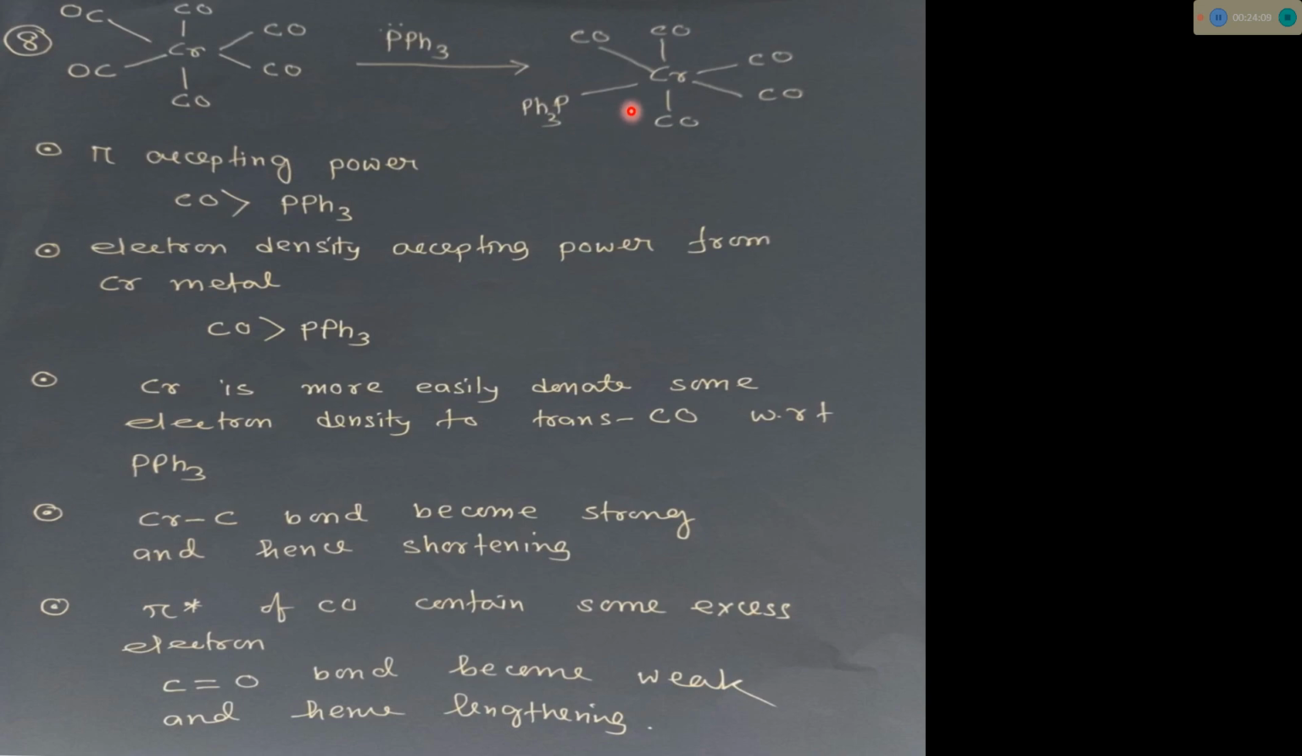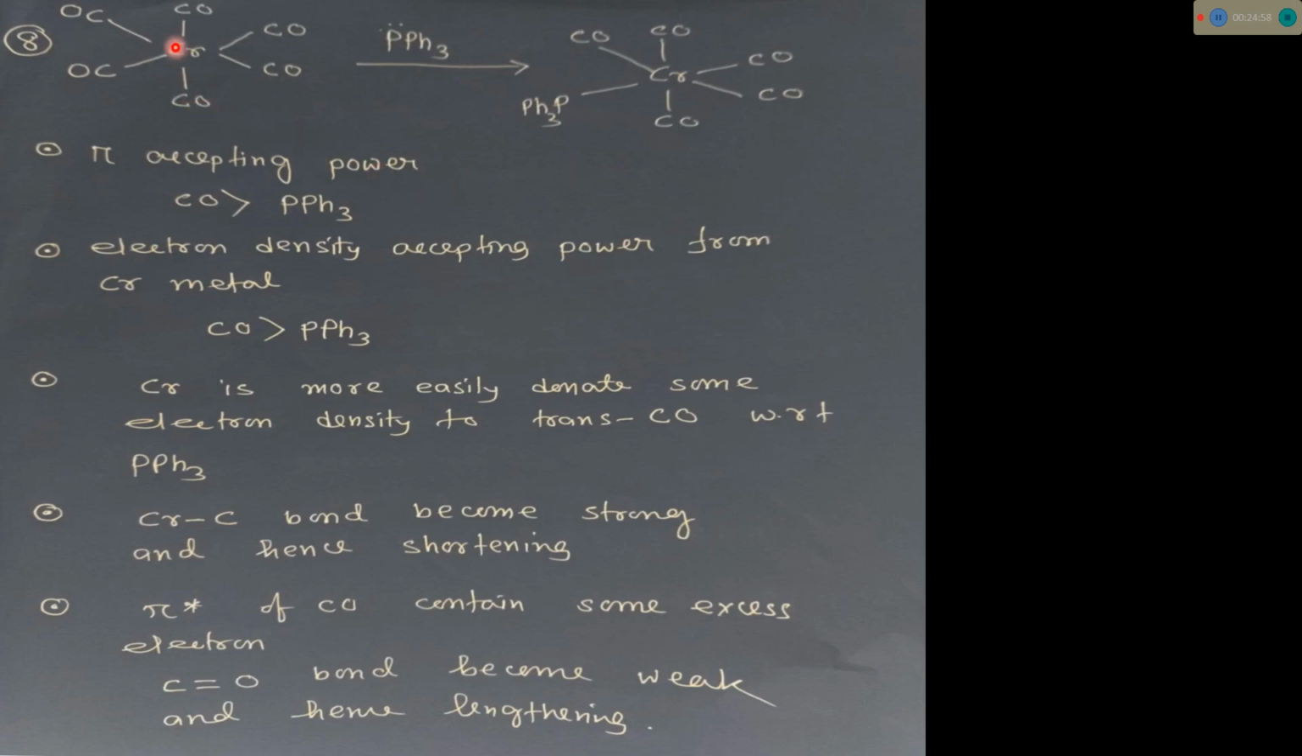Then for the product, what will be the Cr-C bond length and the bond length in CO. As much as I can remember, they told me the question was about bond length, not bond stretching frequency. Bond stretching is the opposite phenomenon of bond length. If the bond length is more, we can say that bond is weak. If the bond length is short, then the bond is stronger.